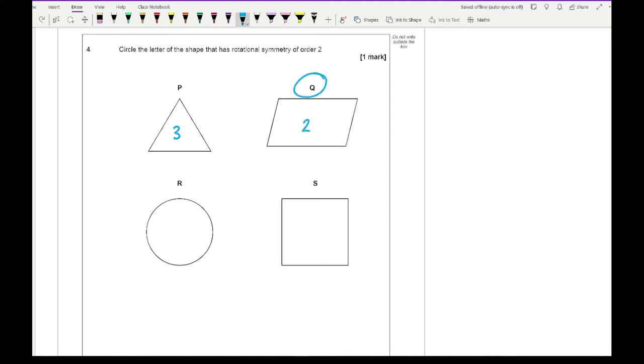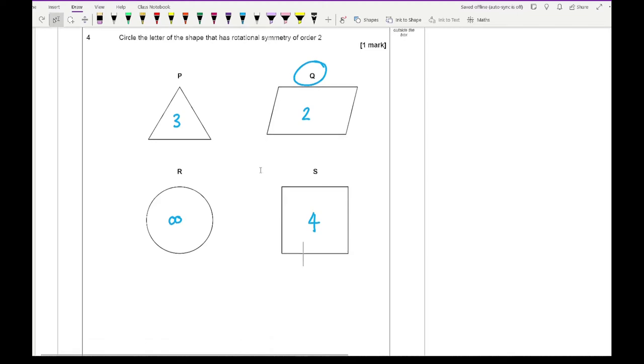Shape Q, which we can assume is a parallelogram, well, there's two different ways, so that's definitely one. R, which is a circle, has an infinite number of rotational symmetry, and S, which is a square, we'd assume, has an order of rotational symmetry of 4, because there are 4 different ways in which we can slot that shape back in if we were to cut it out. So the final answer for this is going to be Q.